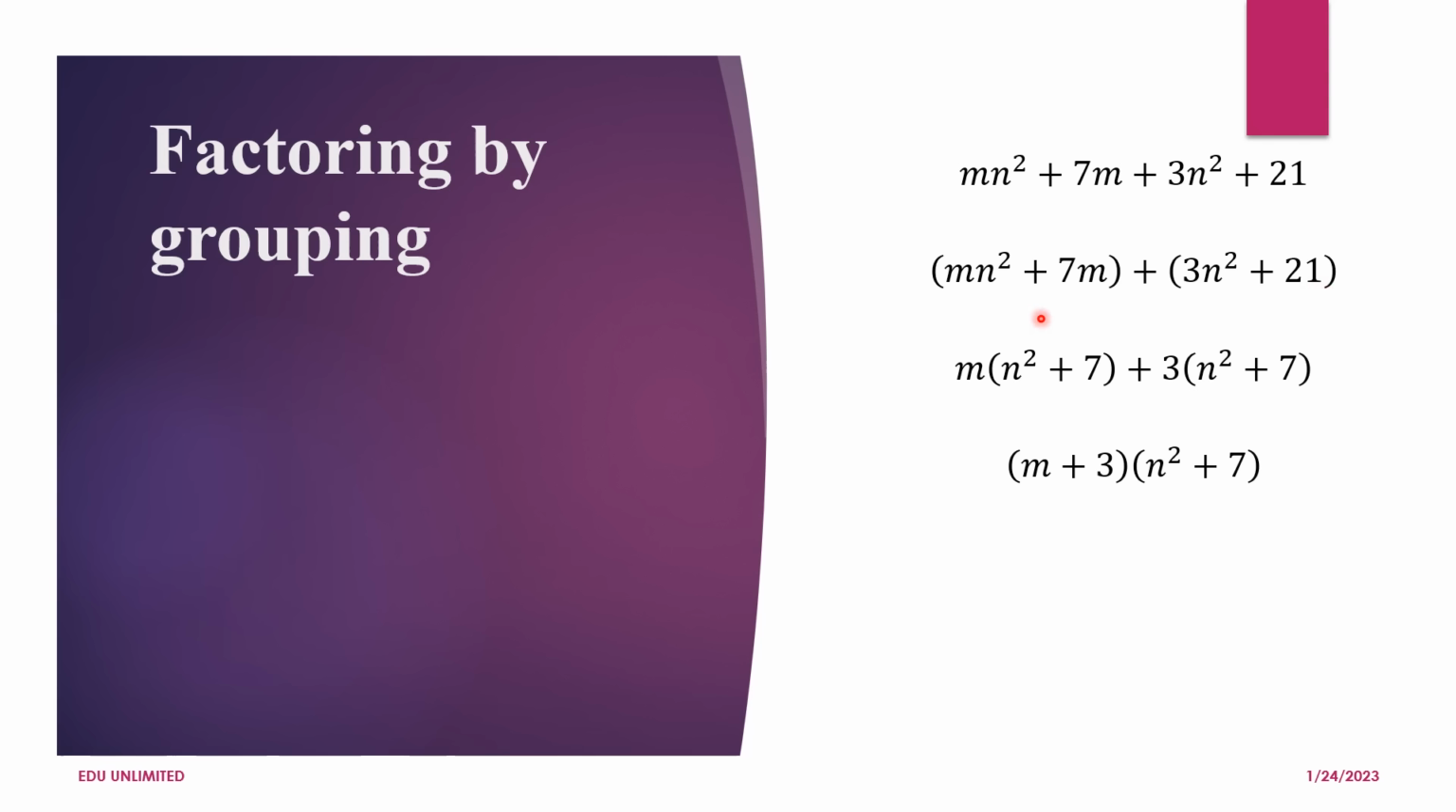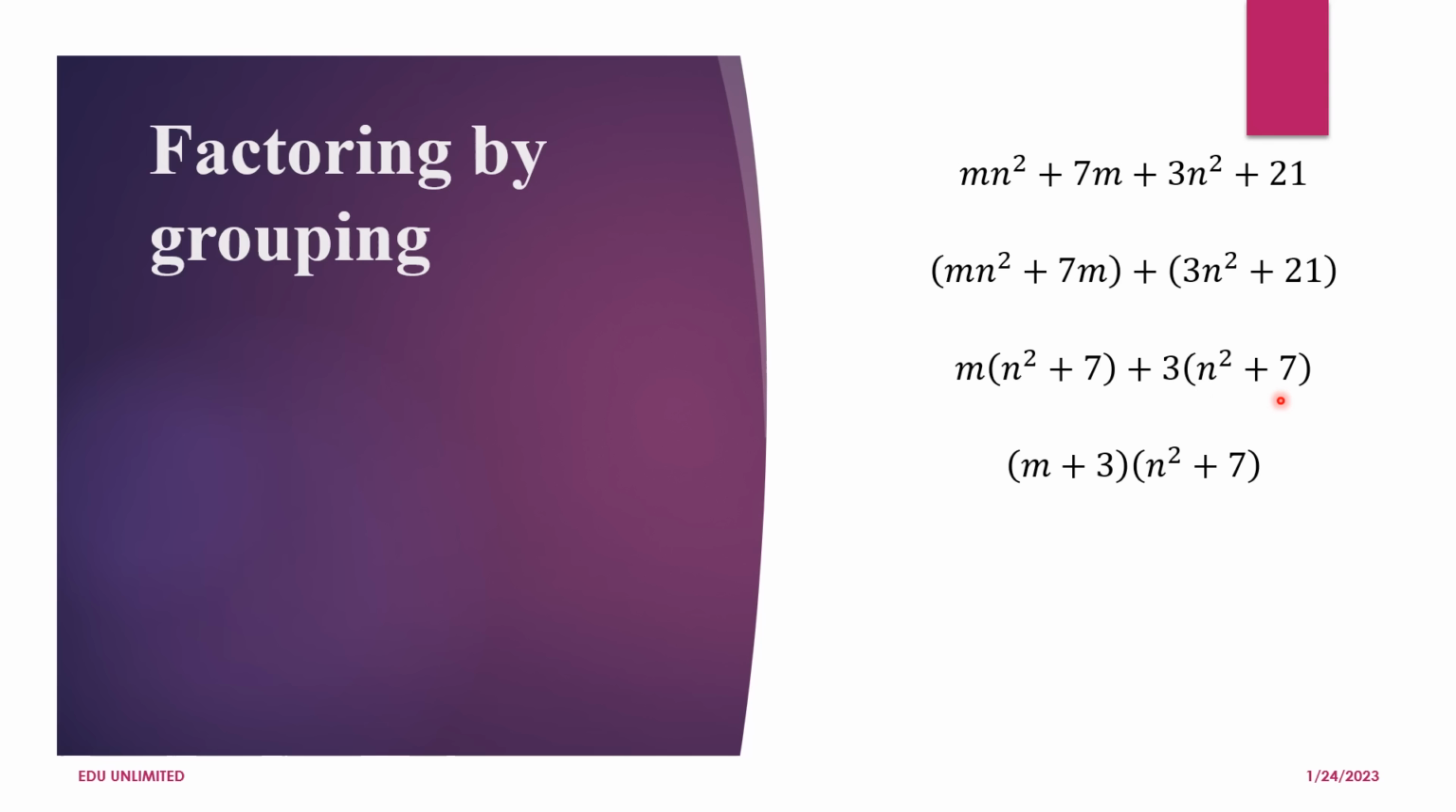And so for the first bracket, what is common is m. So we put m outside of the bracket and we divide. M into mn squared gives us n squared. M into 7m gives us 7. So if we are supposed to test, we multiply m by n squared to get mn squared and m by 7 to get 7m. And then I normally say, while I teach, anything that's in the bracket on this side, for it to be correct, it should also be in the bracket on this side.